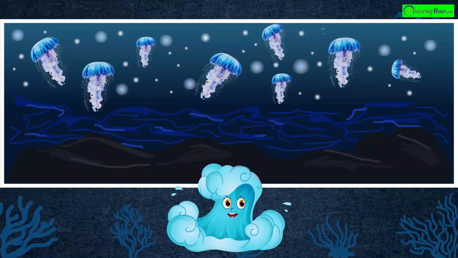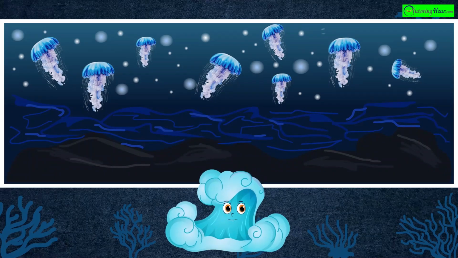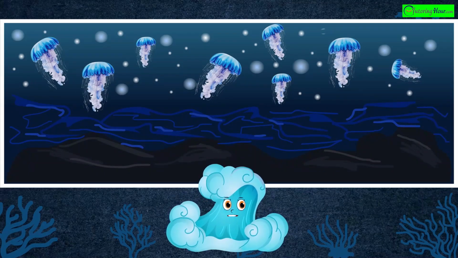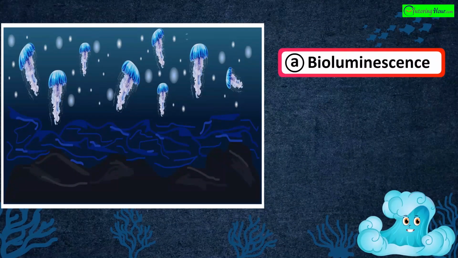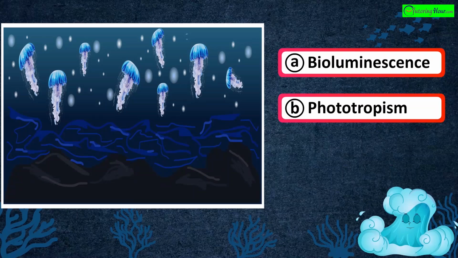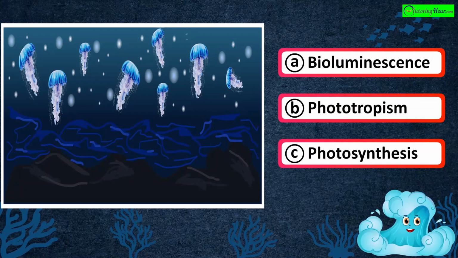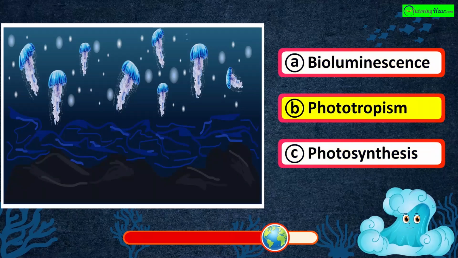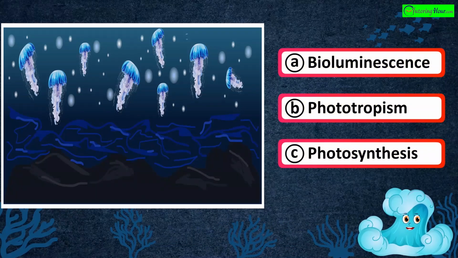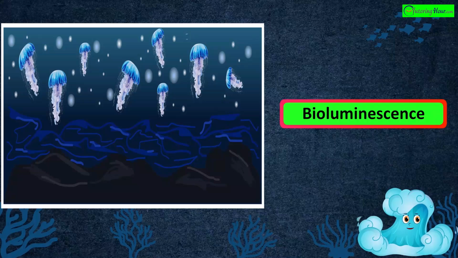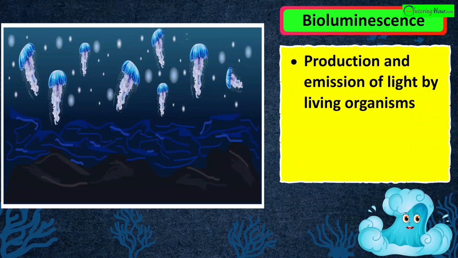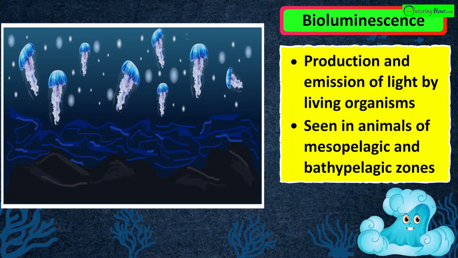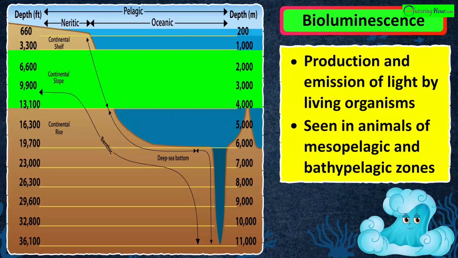What is the ability of animals to glow in the dark, caused by the release of energy from chemical reactions in the form of light called? Is it A. Bioluminescence, B. Phototropism, or C. Photosynthesis? The correct answer is bioluminescence. Bioluminescence is the production and emission of light by living organisms. This phenomenon is observed in animals in the Mesopelagic and Bathypelagic zones.